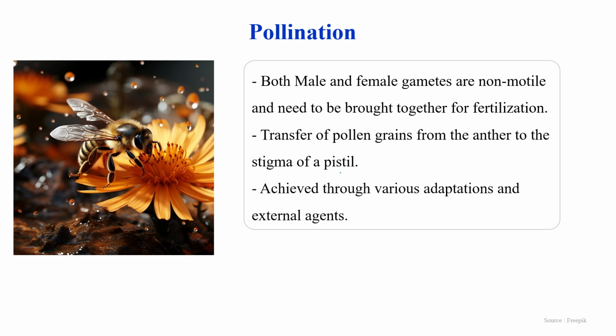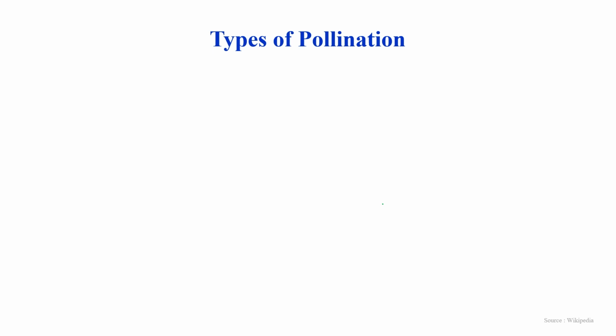is necessary. To achieve this target, there are various kinds of adaptations in the flower, and the flower also uses certain kinds of external agents for pollination. Okay, so let's discuss the different types of pollination.